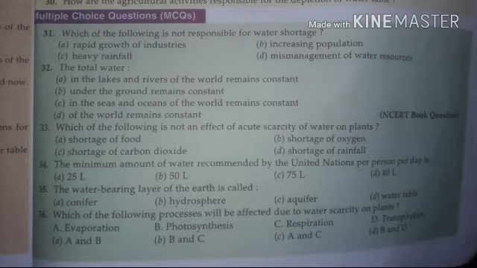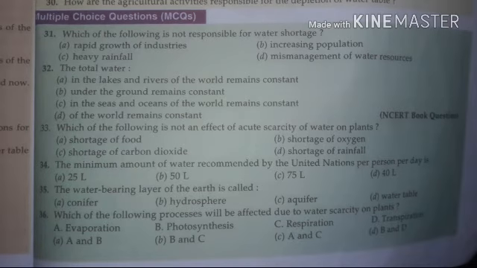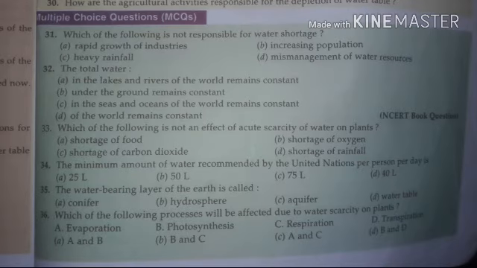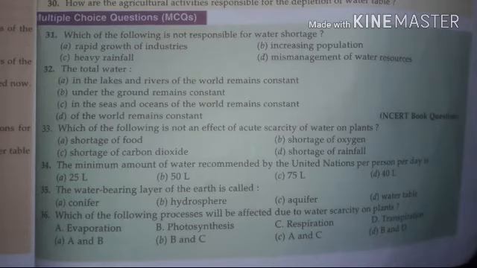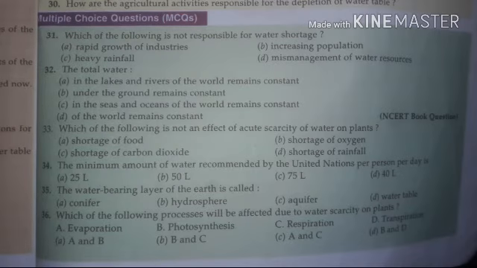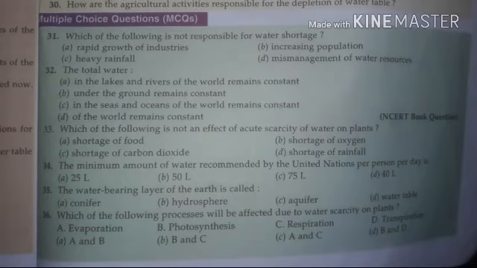Next, the water bearing layer of the earth is called: conifer, hydrosphere, aquifer, water table. So what do we call it here? It is called water table. The upper surface of the water bearing layer is called the water table. Aquifer is the water which is present in the soil.